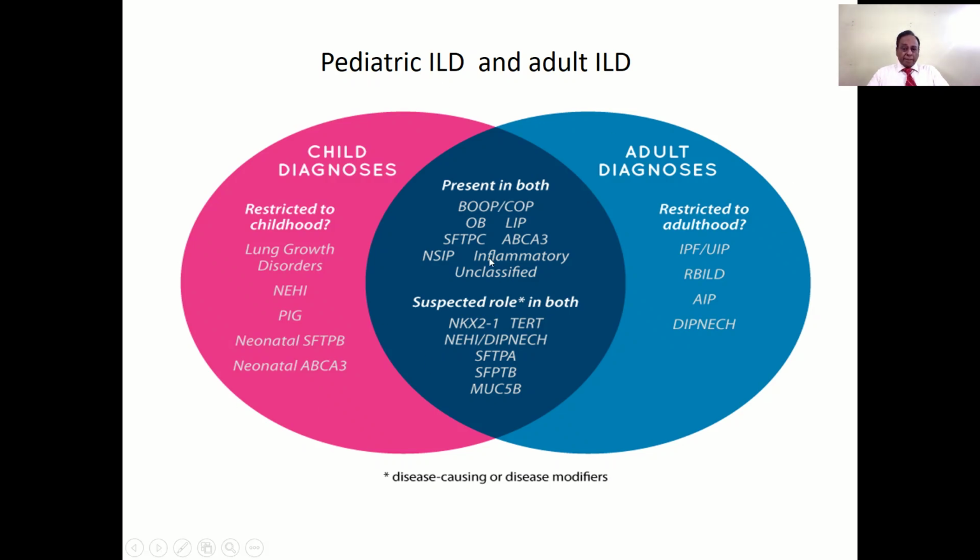See, this is a very interesting slide I saw on the net. What they say is, some ILDs typically happen in children, some typically happen in adults, but there are some conditions that overlap. In a particular age, you can get both ILDs. For example, in adolescence, I think this sort of overlap could be possible.